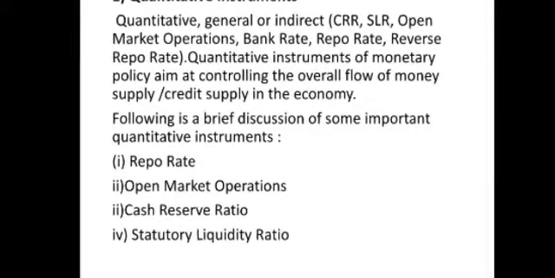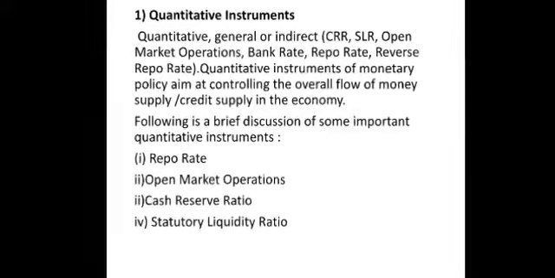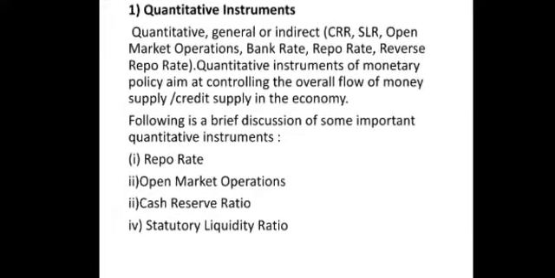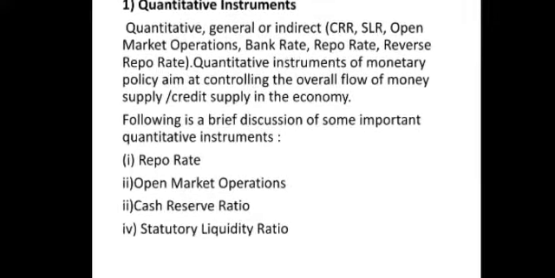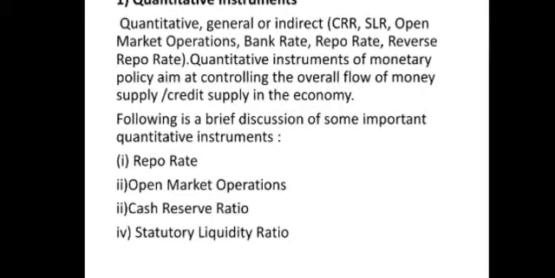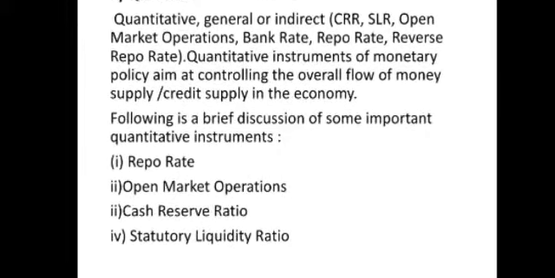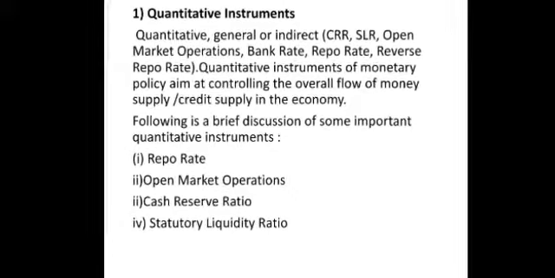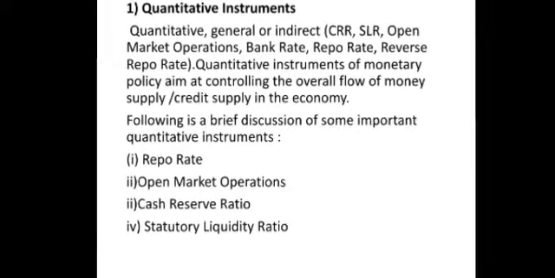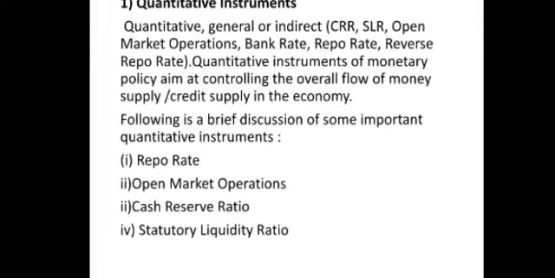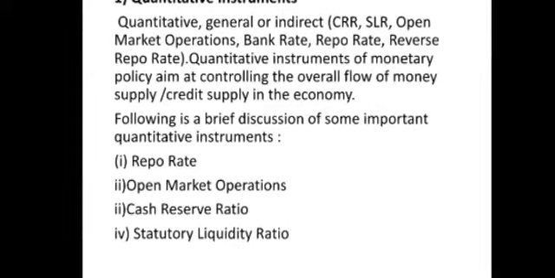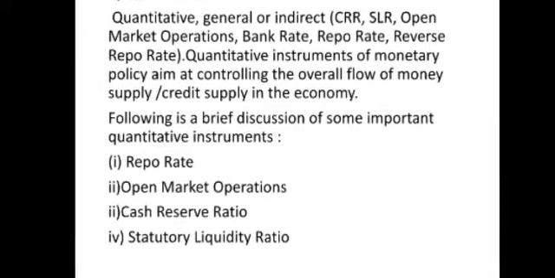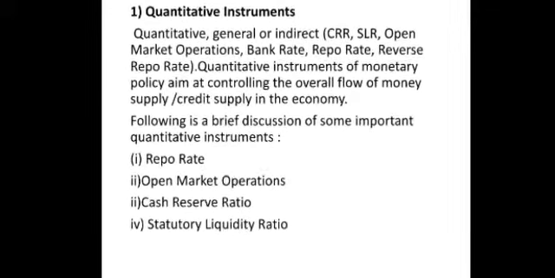Number 3, cash reserve ratio. It refers to the cash reserve of the commercial bank with the central bank as a percentage. Commercial banks are required to maintain a minimum cash reserve ratio as fixed by the central bank from time to time. If the central bank wants to contract credit, it raises the cash reserve ratio.